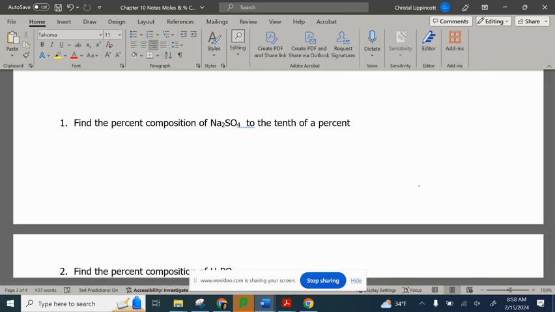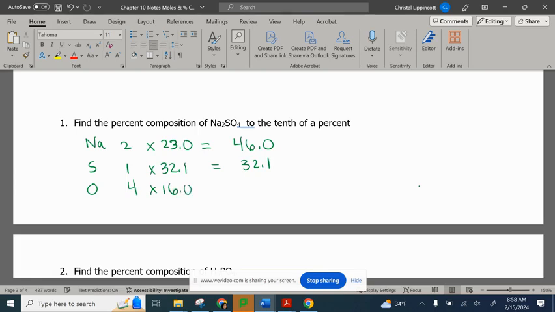So here, if we have sodium sulfate, we have sodium, we have sulfur, we have oxygen. We've got 2 of these, 1 of these, and 4 of these. I'm going to go onto the periodic table and I'm going to find my sodium. I'm going to multiply across. I'm going to find my sulfur. I'm going to multiply across. I'm going to find my oxygen and I'm going to multiply across.